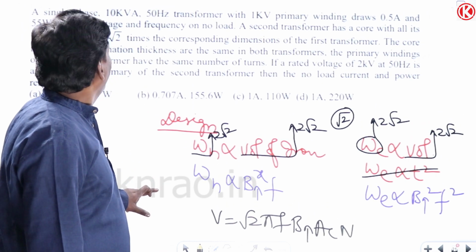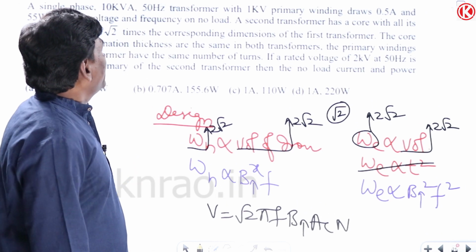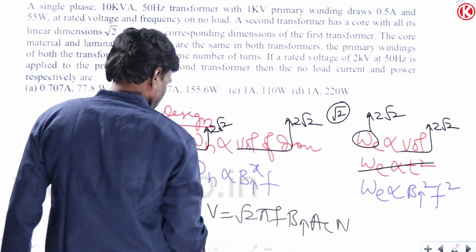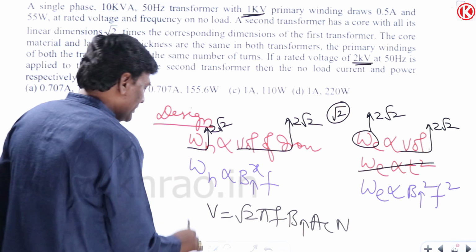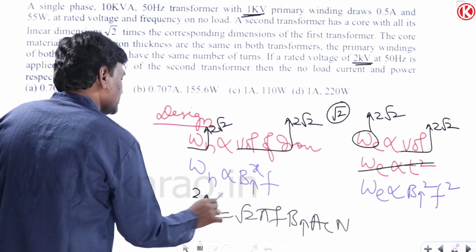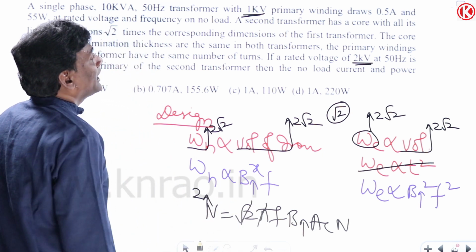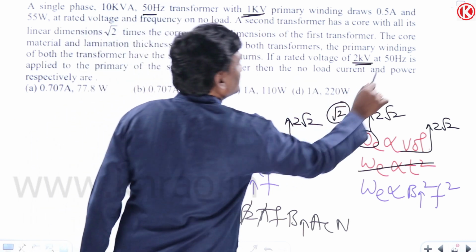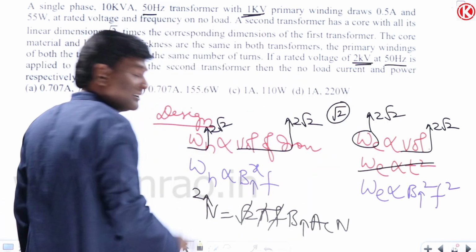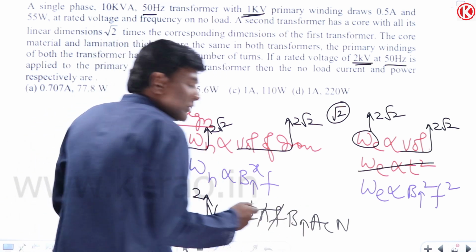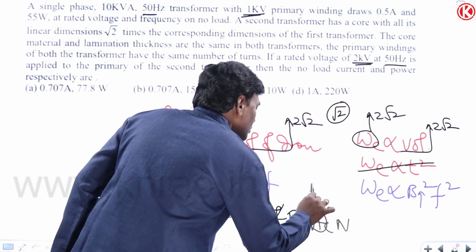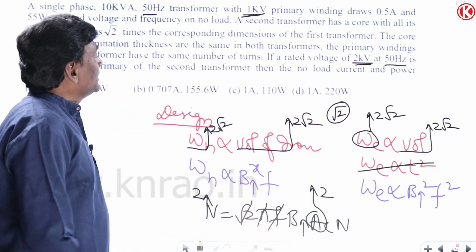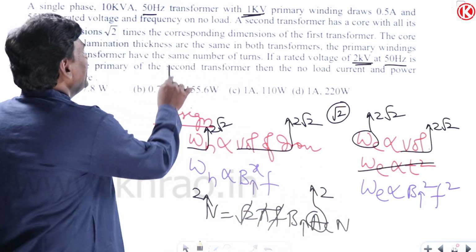1 kV primary winding voltage is increased to 2 kV. Okay, so this is increased by 2 times. Root 2 pi is anyway constant, and frequency is 50 Hz, so frequency is constant. Area of cross section of the core, each side is increased by root 2 times, so area of cross section will be increased by 2 times. And number of turns, same number of turns.